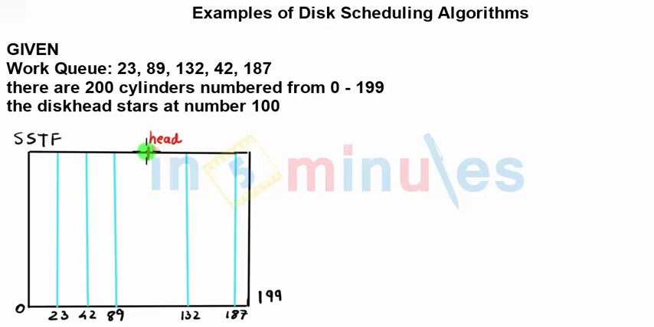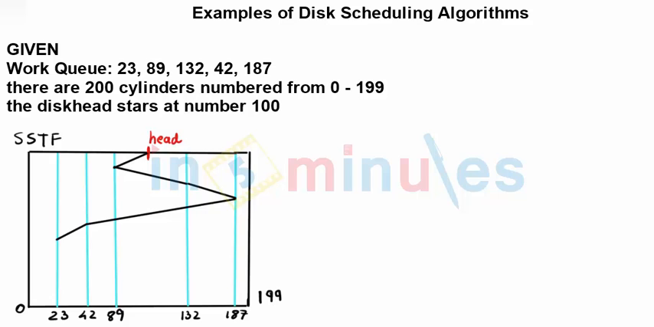So now we would be first going to 89. From 89, the nearest is 42 or 132. If we count again, the next nearest from 89 would be 132. So we'll go to 132. Now from 132, the nearest is 187. Now since there are no other options left, we'll come in the reverse direction, and this time we would be going straight away to 42. And from 42, only one thing is left, and the nearest is 23.